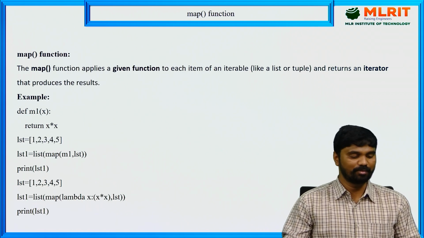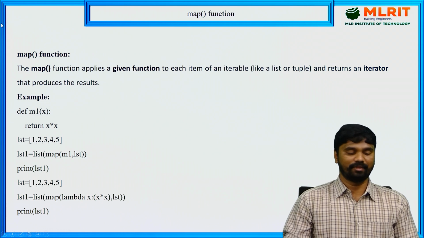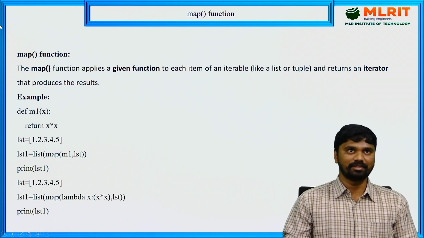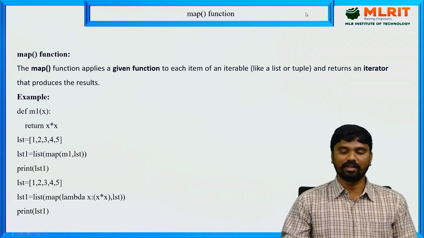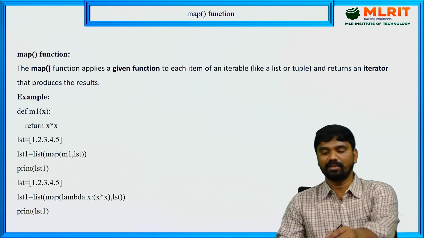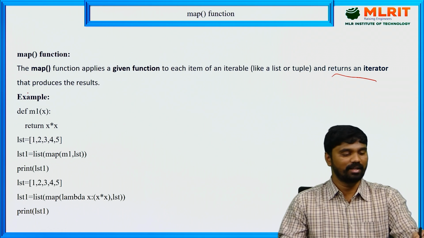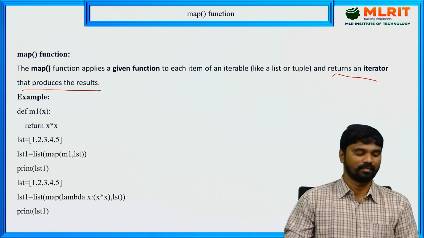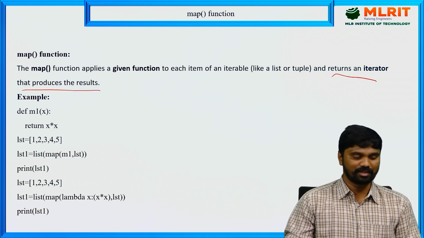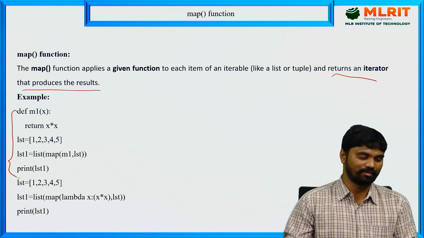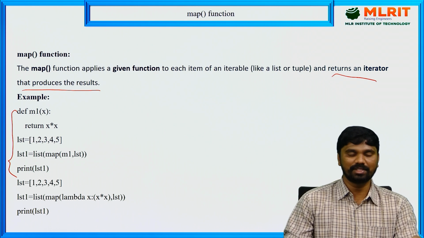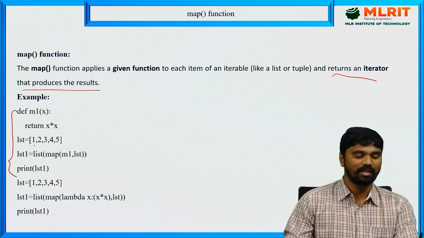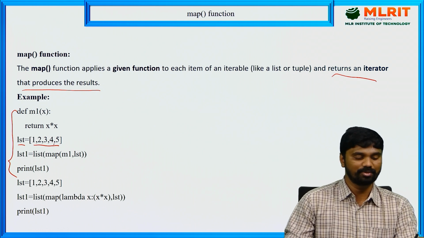Next there is one more function, that is the map function, right? The map function applies a given function to each item of an iterable, like a list or tuple, and returns an iterator that produces the result. Simple, right? Through an example we'll discuss that. Here, first, the map function with normal functions. For example, here the sequence type is list. I pass some elements: 1, 2, 3, 4, 5.